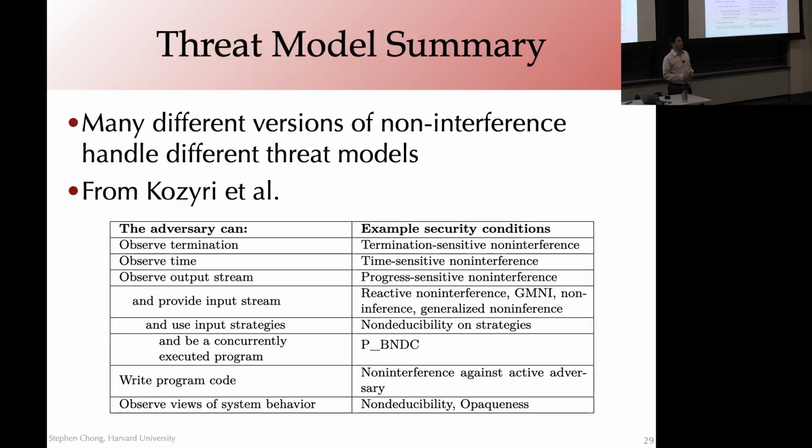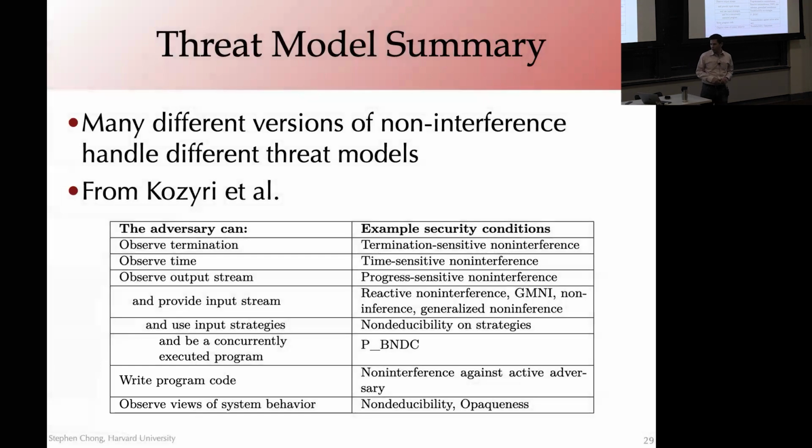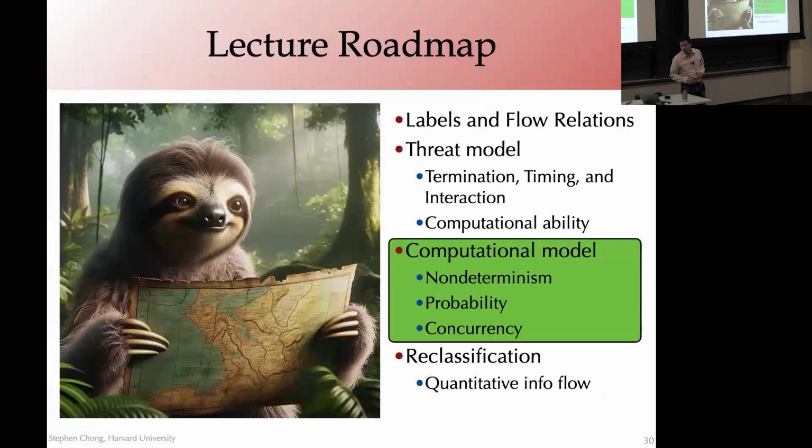So we've touched on a whole lot of different attacker abilities, different threat models. Here's a summary of some of what we talked about, as well as a few more things that we didn't touch on. And there's a reference in the slides if you're interested in looking at more of that. I also want to talk about extending our computational model in various ways so that we have more realistic systems. Sorry, question at the back first.